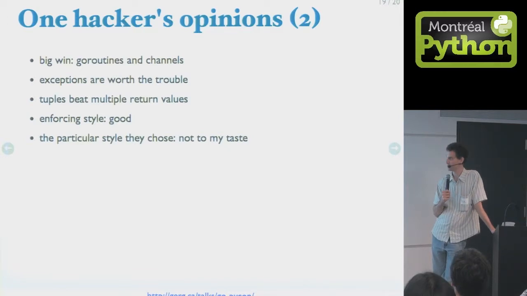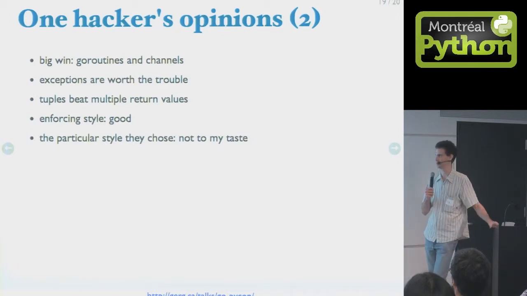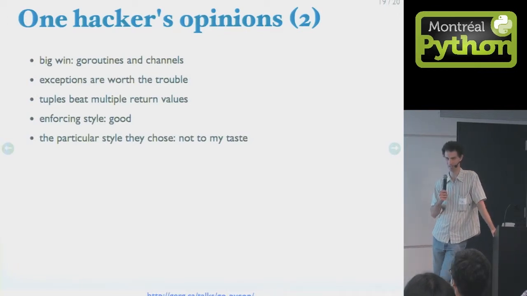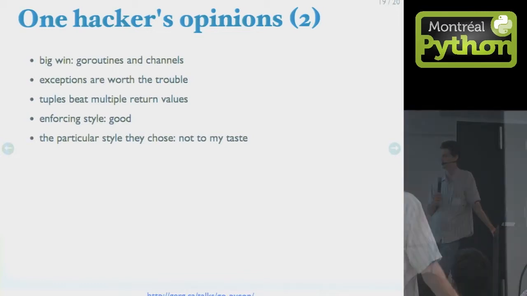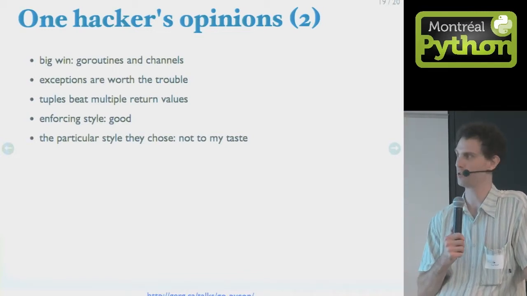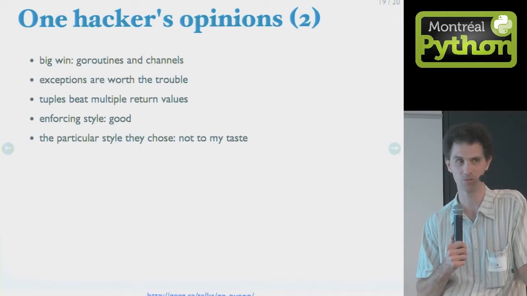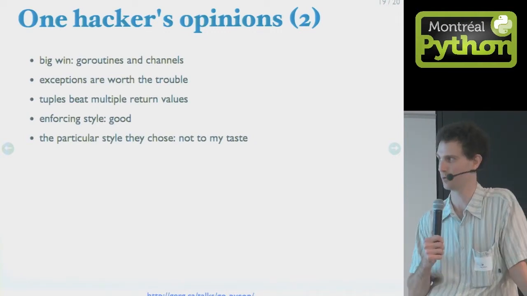I miss exceptions. That's a big downside of Go. I understand, I accept that it's difficult to get exceptions and concurrency working. I don't care. Get them working. They're a great language feature. If you're designing a language and you have to choose between tuples and multiple return values, choose tuples. It's a more general solution.